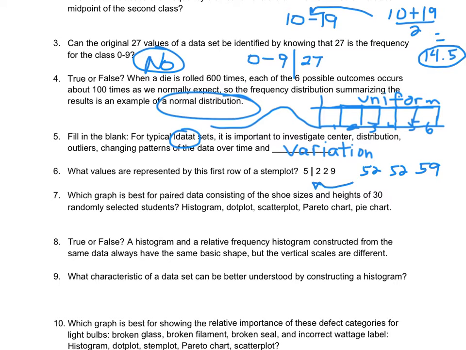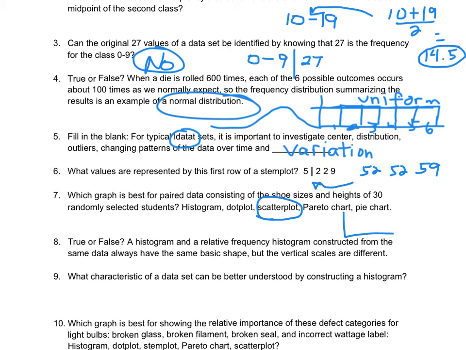Number 7, it's important to recognize what sort of visual representation you're going to use for a data set. So if our data is shoe sizes and heights of 30 randomly selected students, well, we have two variables that we are pairing. So if we have one person and we pair their shoe size to their height, then we call that a matched pair data set. And the best one for that is a scatter plot.